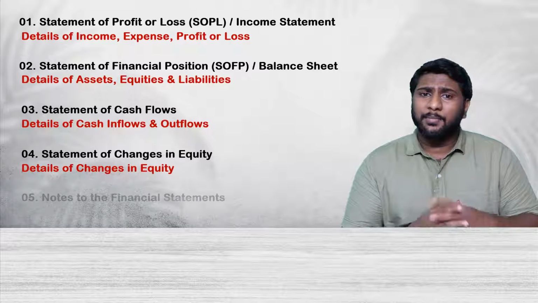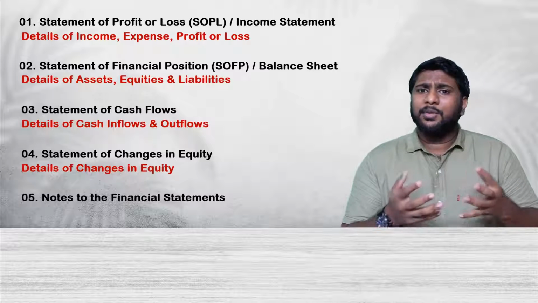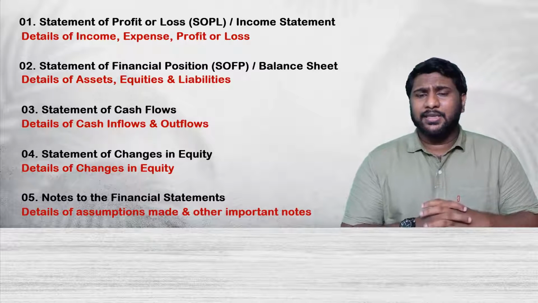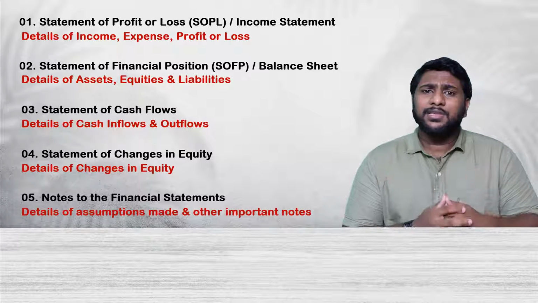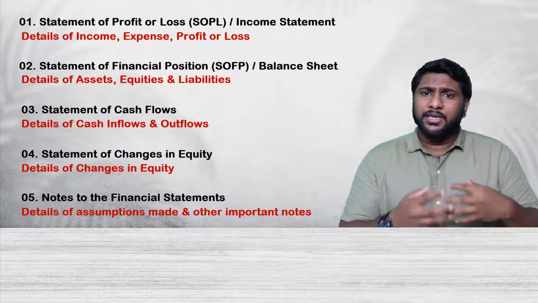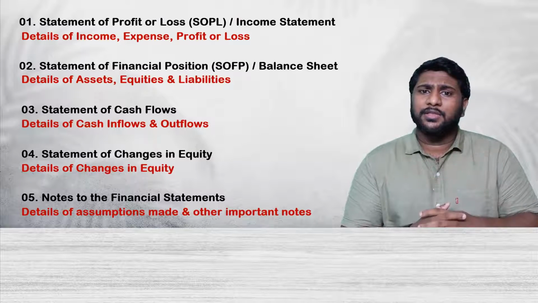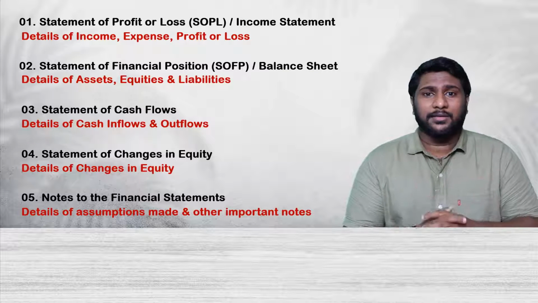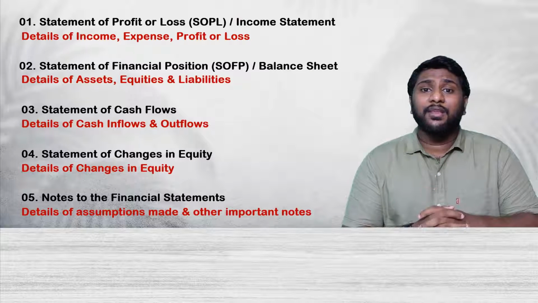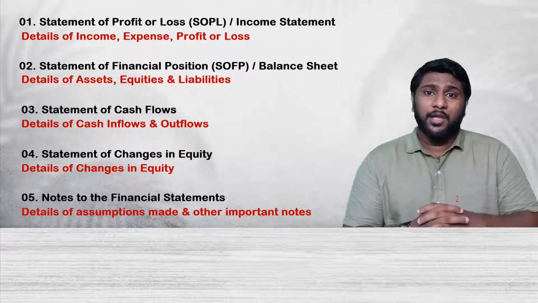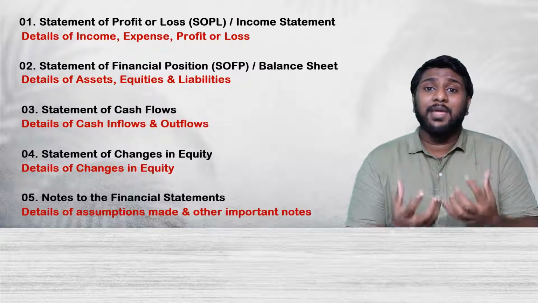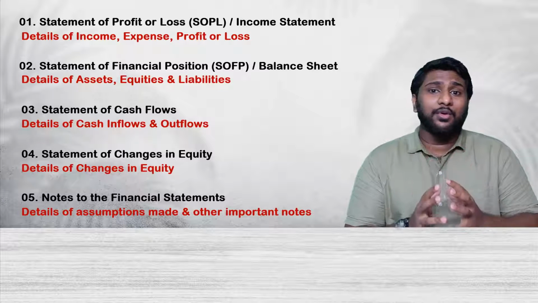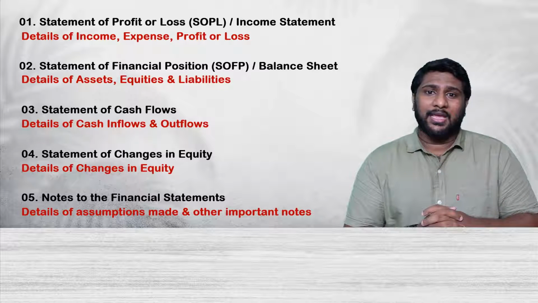When accountants are preparing the financial statements, normally they will make assumptions. They will use different techniques. Let's take an example. Certain companies will use the straight line method to depreciate. Certain companies will use the reducing balance method to depreciate. So what is the method that we have used to depreciate the asset? How are we going to give that information to the users of the accounts? What are the assumptions that we made when we are preparing the accounts? All these details will be included in the notes to the financial statements.